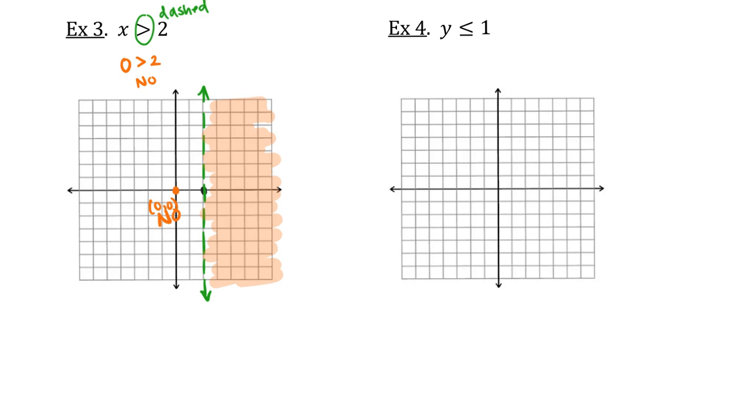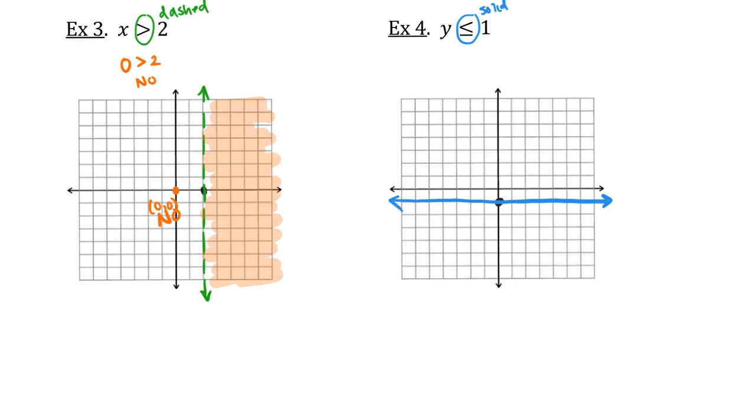Okay, one more. y is less than or equal to 1. There is an equals here, so it's going to be a solid line. Okay, the y-intercept is 1. Where's the slope? There's no slope. This is a horizontal line then. Okay, so y equals 1 is going to pass right through here.